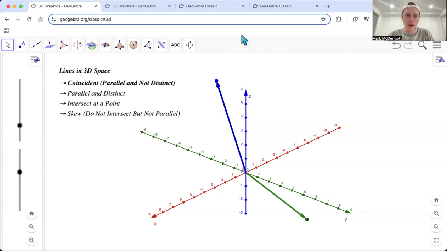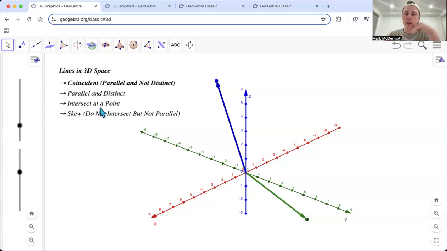The first one we're going to look at is when they're coincident, which means that they're parallel and they're not distinct. So, that basically means the lines are the same line, they're just two lines sitting on top of each other. The other option you can have is that they're parallel and distinct. So, they're just two parallel lines in space, never touch.